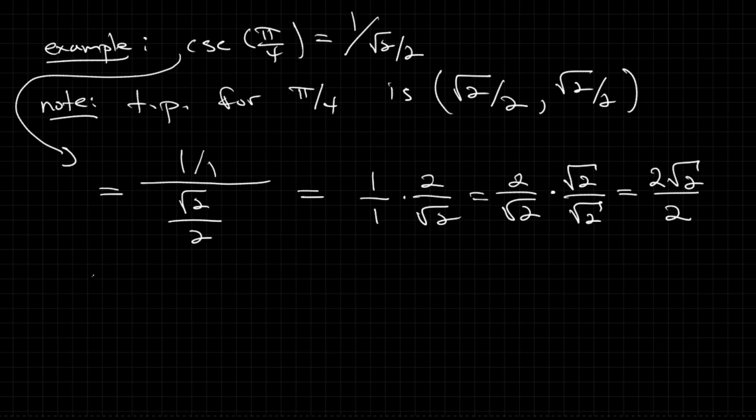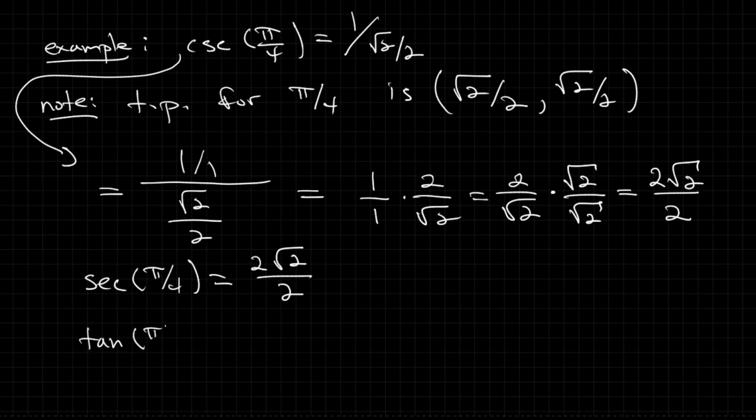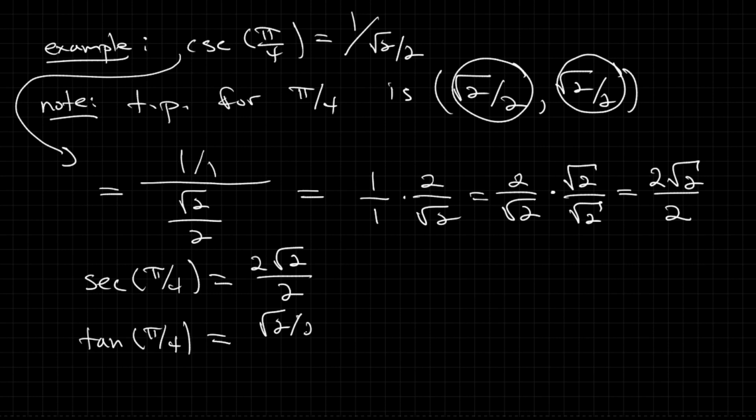You can likely convince yourself that secant of pi over 4 is going to have the exact same work because secant is 1 over the x value, and the x value is the same as the y value in this problem. So secant of pi over 4 is also 2 root 2 over 2. How about tangent? Well, tangent of pi over 4, that is root 2 over 2 divided by root 2 over 2. In general, it's the y-coordinate divided by the x-coordinate. So this coordinate divided by this coordinate. Root 2 over 2 divided by root 2 over 2. If you take something and divide by the same thing, you just get 1.